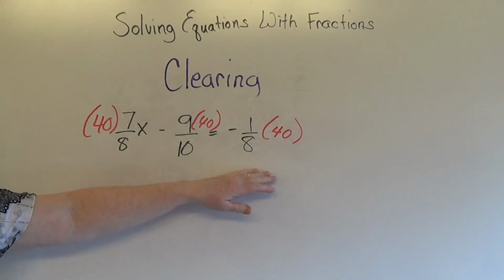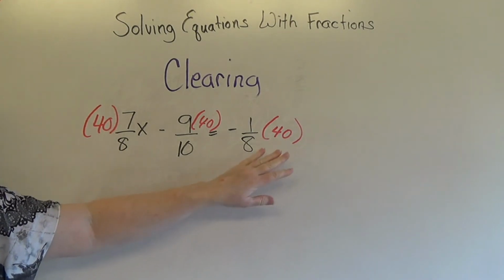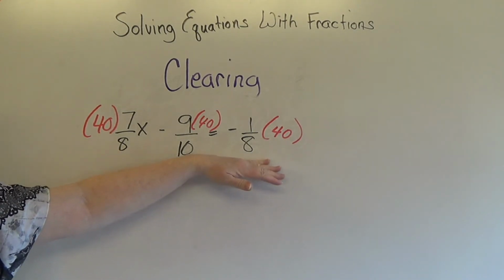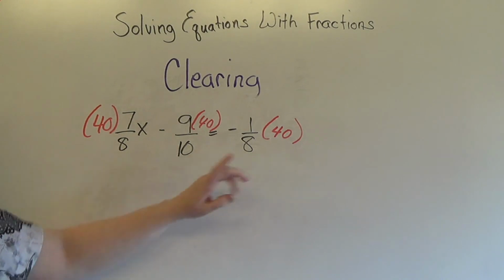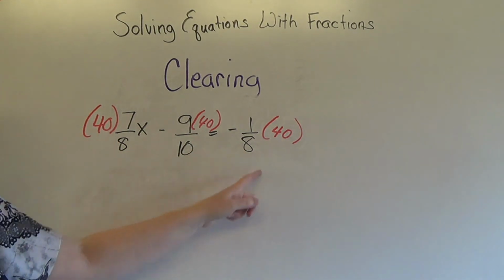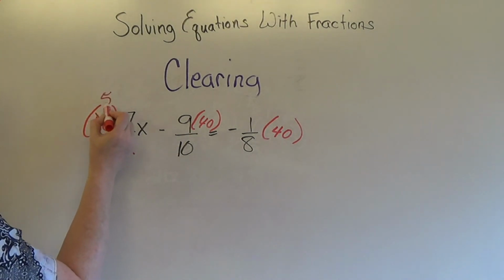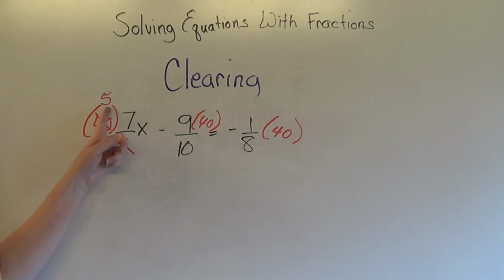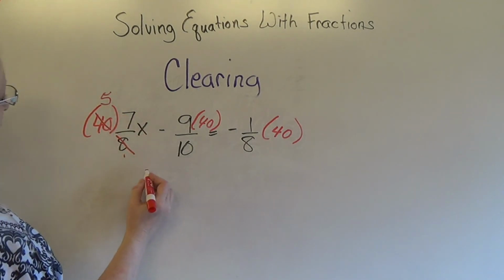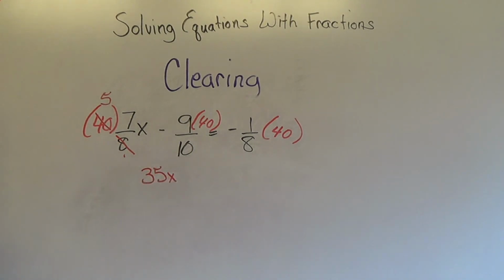Again, it's a really common mistake to forget to multiply 40 on the right side of the equal sign where this term is all by itself. So just think I've got 1, 2, 3 terms, so I've got to multiply each one of those by 40. Okay, 8 goes into 40 5 times. Now you're going to take that 5 and you're going to multiply it times the numerator. So 5 times 7 is 35, and we're just going to drop our x down.